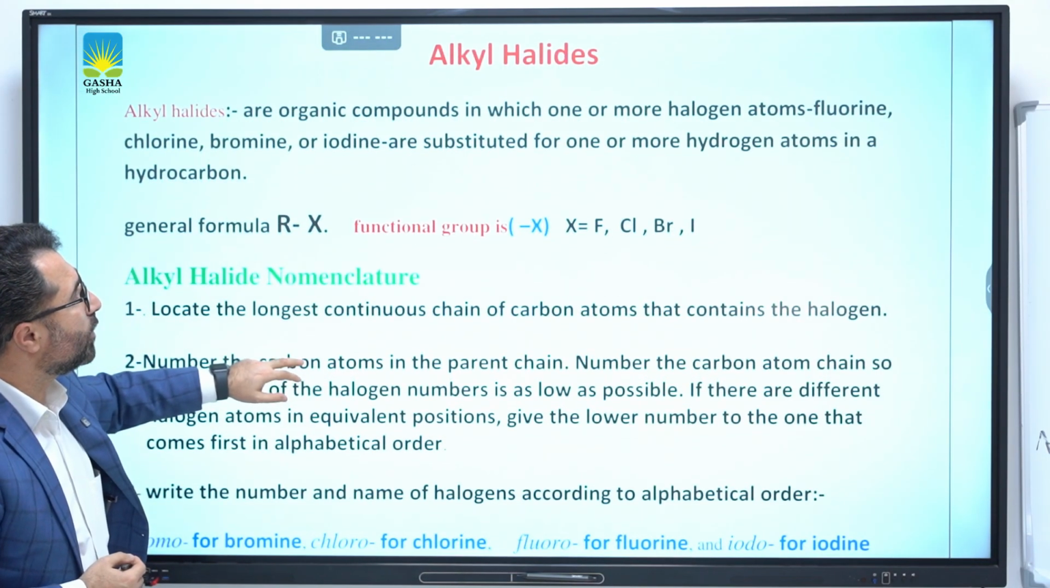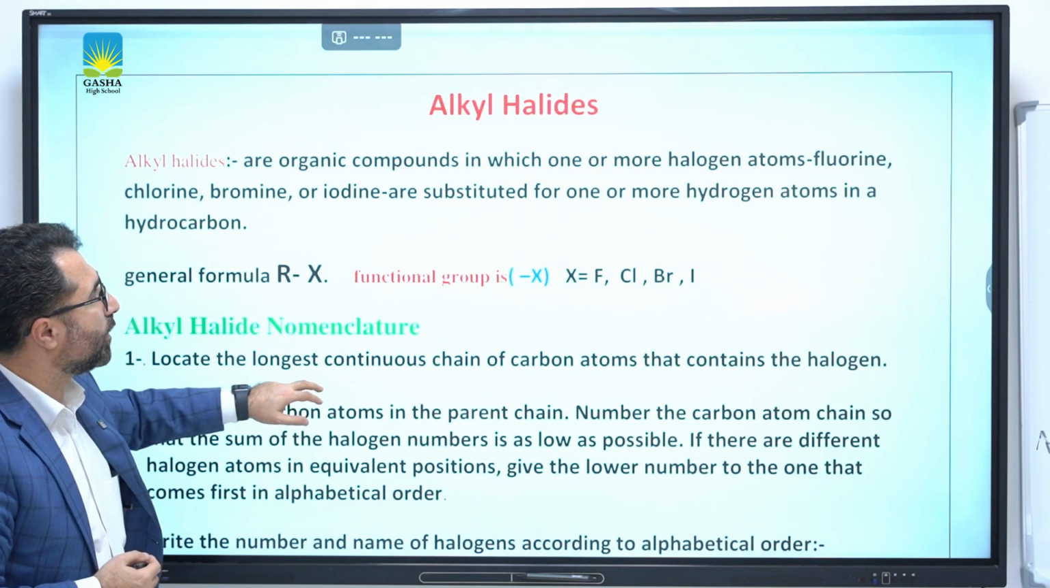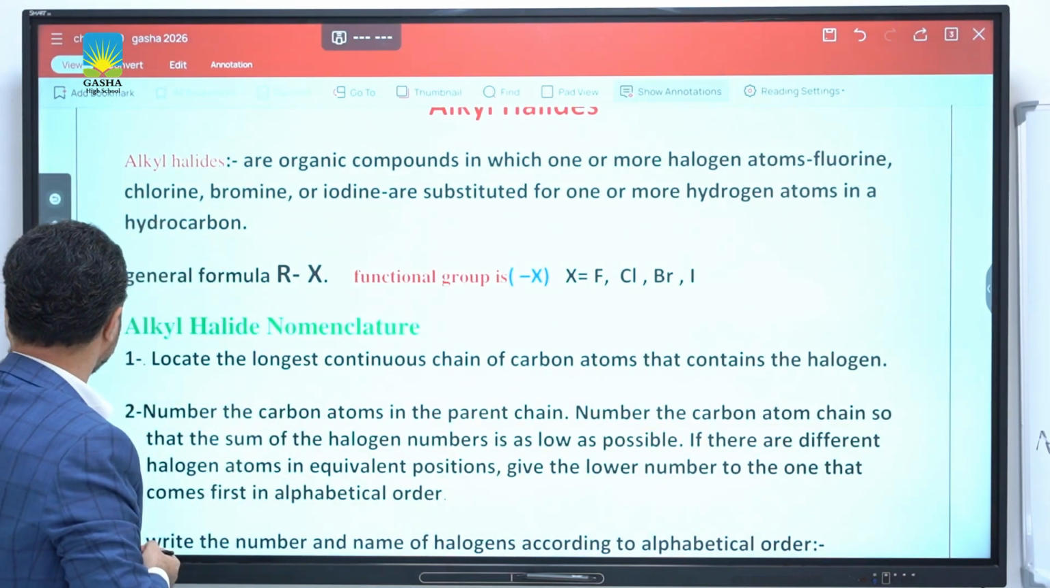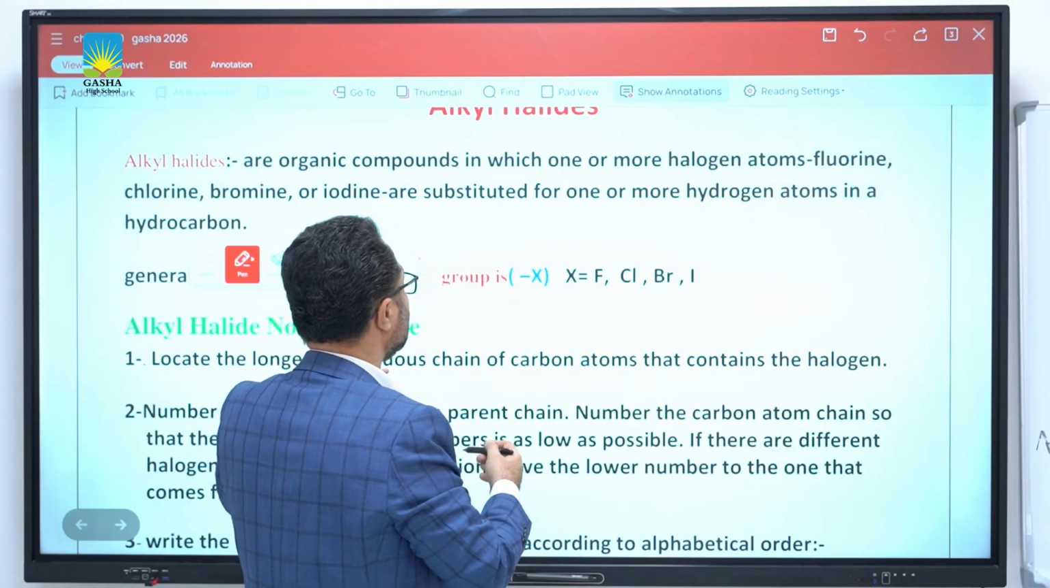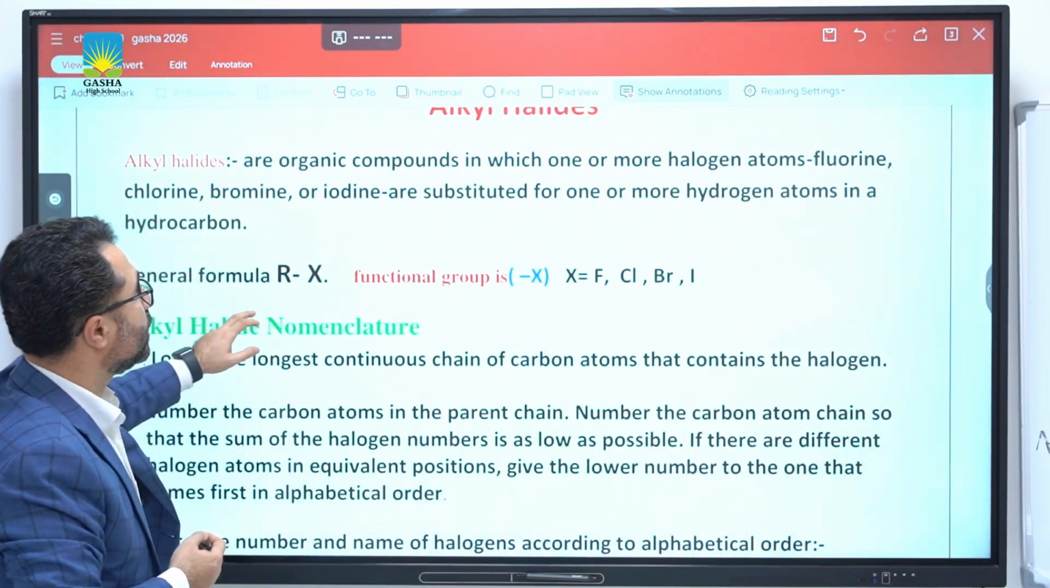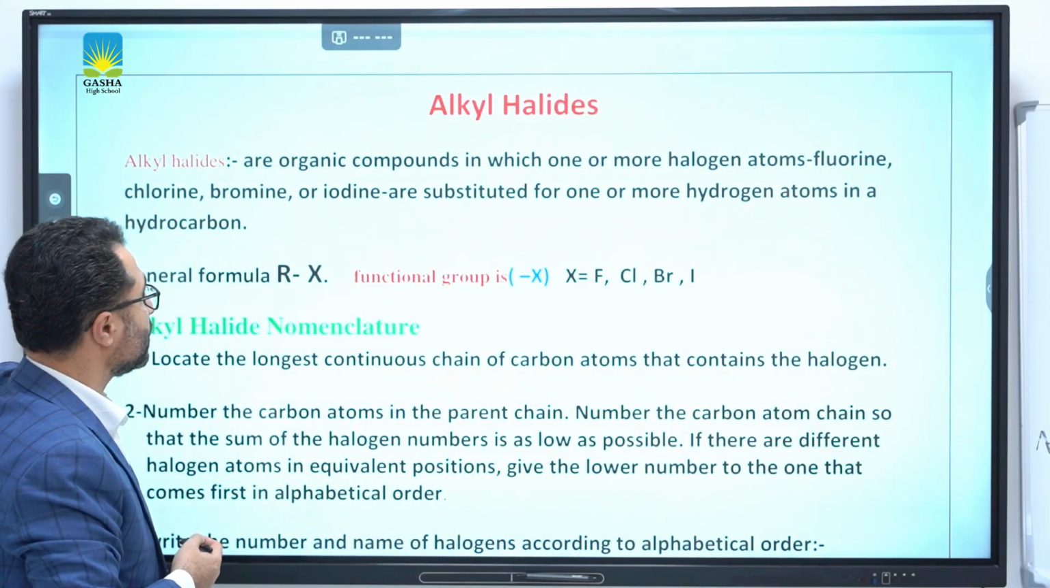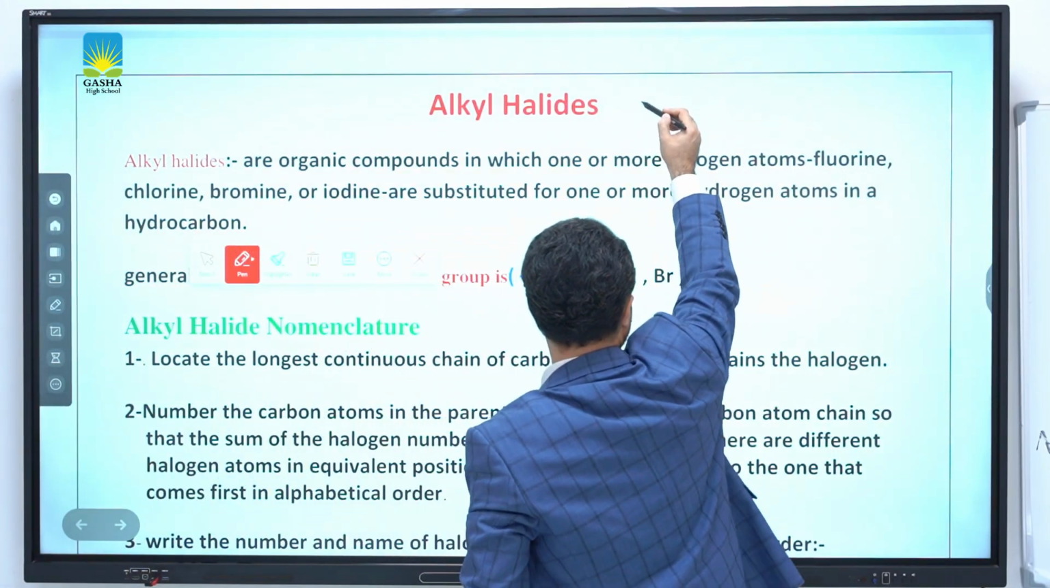Another organic compound is alkyl halide, or we can say haloalkane, because it contains halogen. It contains what? Halogen. Alkyl halide. Halide means halogen. It's haloalkane.